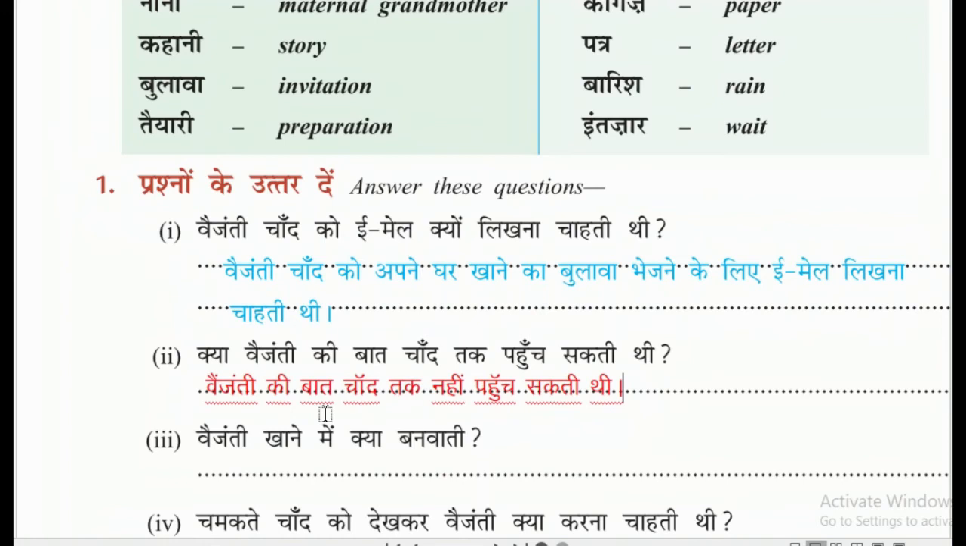So we can write any five eatable items' names. I am writing here halwa, puri, idli, dosa, sambar, dal, chawal, roti.